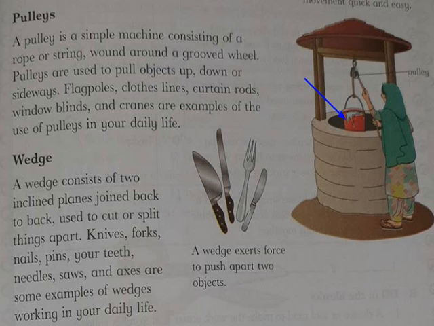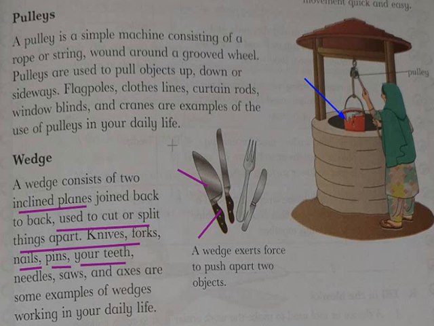What is the wedge? A wedge consists of two inclined planes. If you see two inclined planes joined back to back, it means this is one inclined plane, this is one inclined plane, and they are joined together. Okay, used to cut or split things apart. Knives, forks, nails, pins, or your teeth.